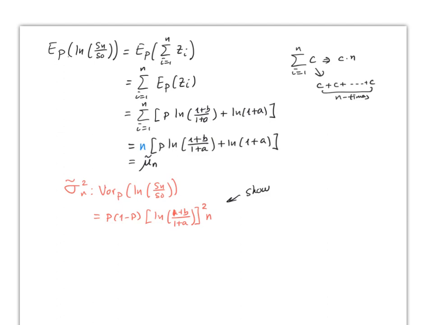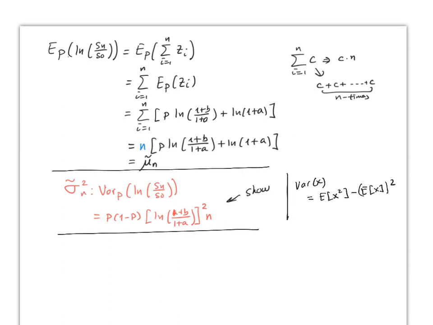So make sure you spend the time to show that the variance of this is equal to this. Just remember that by definition, the variance of X is equal to the expected value of X squared minus the expected value of X, squared. That's the definition you need to use, to make sure that you know how to get this part.